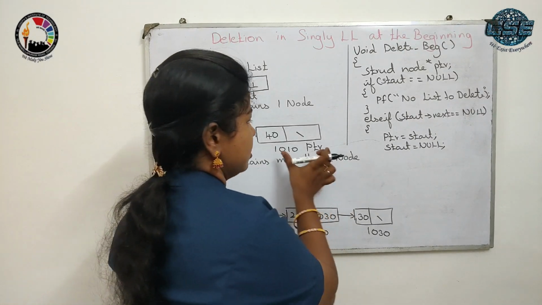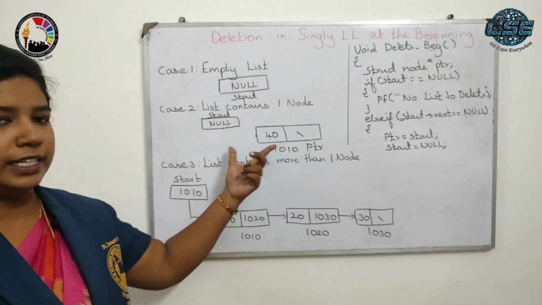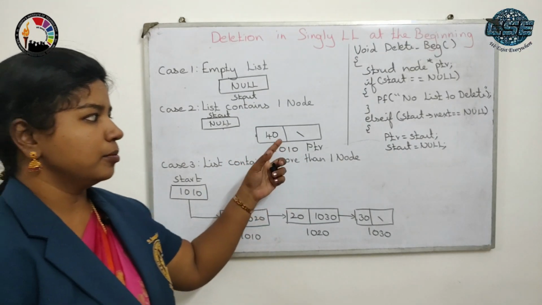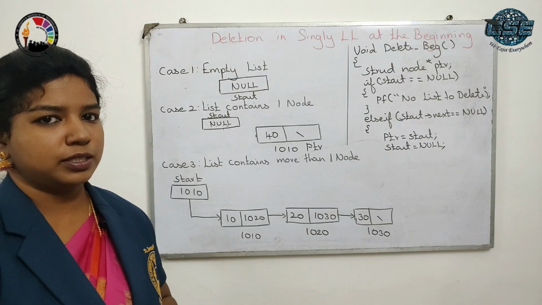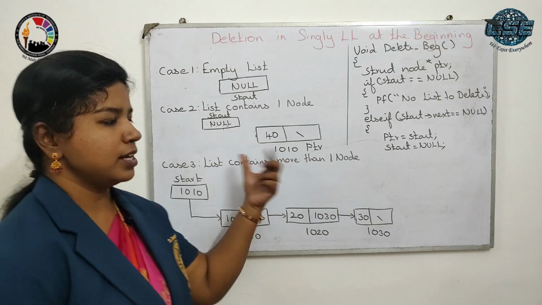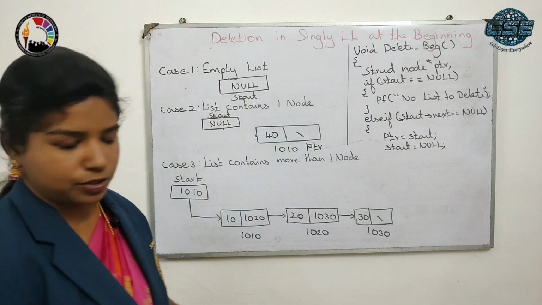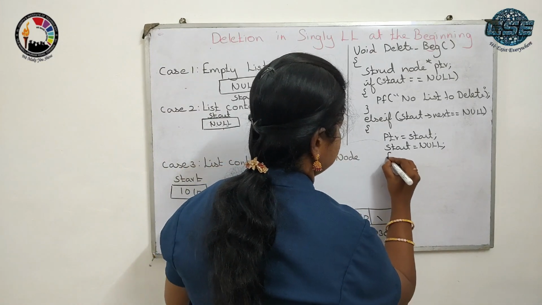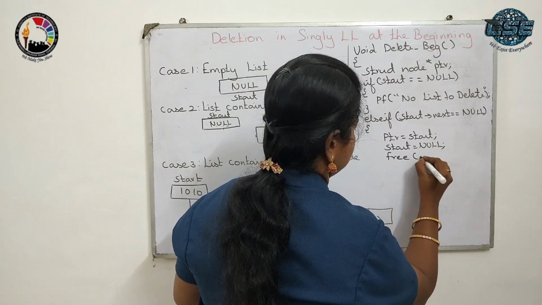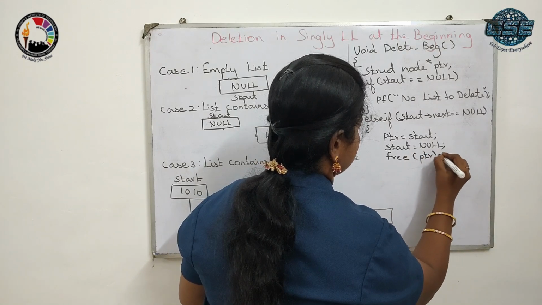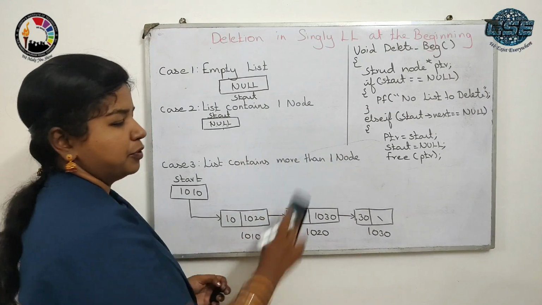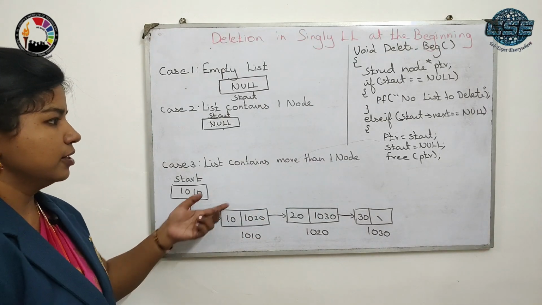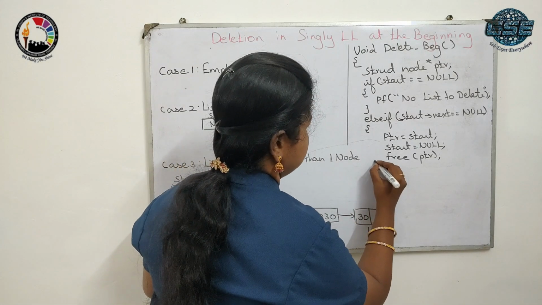So next part is, the link has already been deleted, but this node has to be freed up so that it can be used by someone else who is in need. So this has to be freed up. So for freeing, I can write free ptr. If I write free ptr, this node will be deleted and it will be added to the free list.